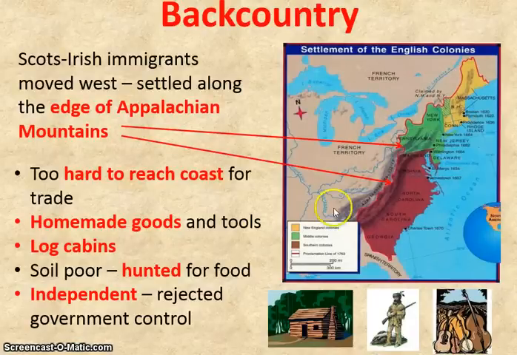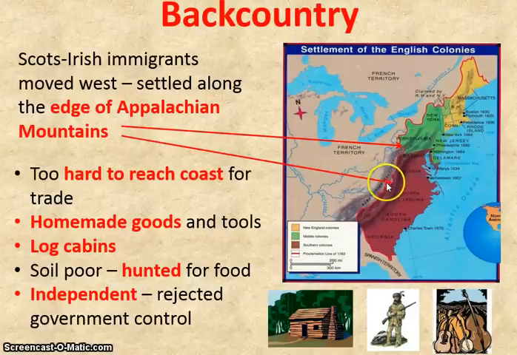And finally, we have the backcountry, which really is not so much of a separate region as much as a kind of a back area of the middle and southern colonies. The backcountry was located along the edge of the Appalachian Mountains, which forms a barrier for the English colonies to the rest of North America.